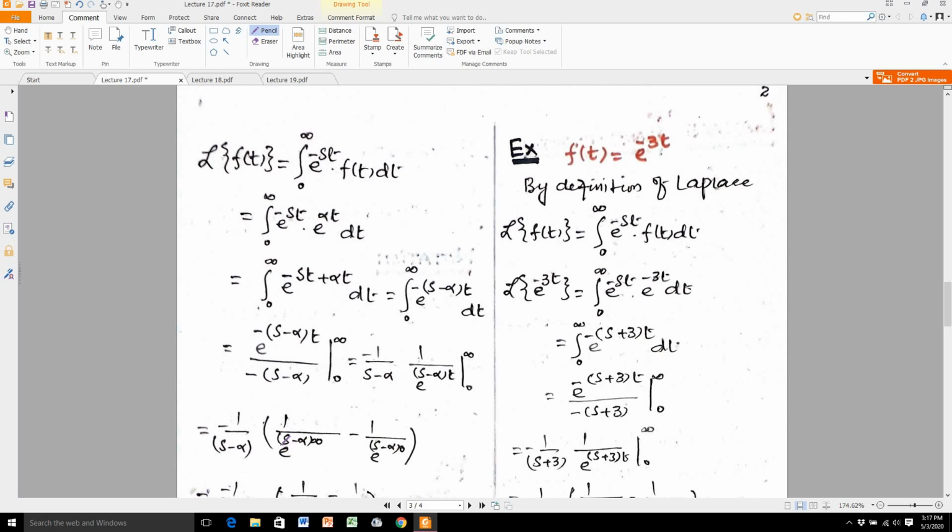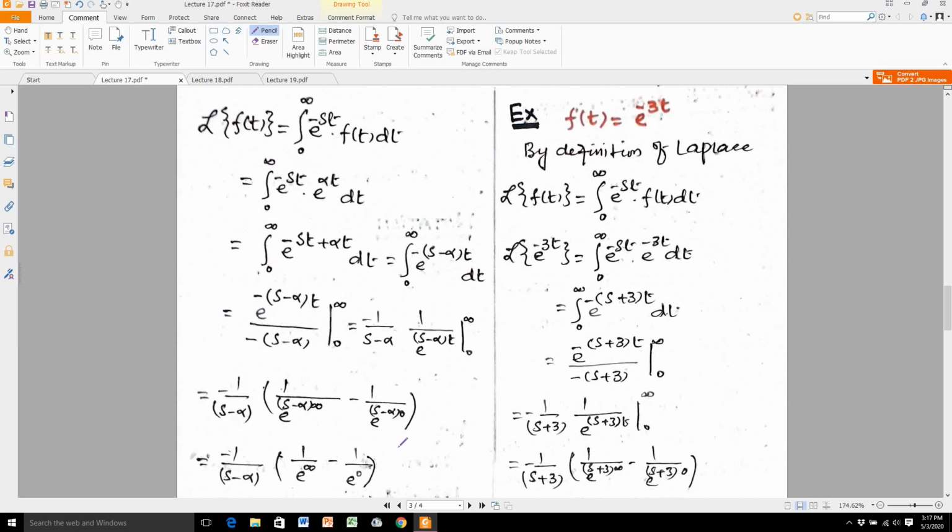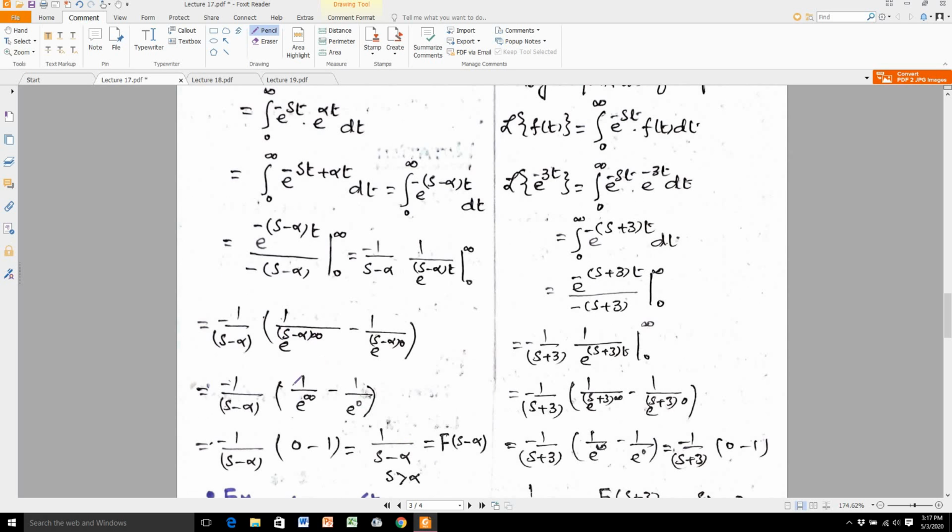It is equal to 1 over e raised to power (s minus alpha) into infinity, minus 1 over e raised to power (s minus alpha) into 0. You know that e raised to power infinity is equal to infinity, so 1 over infinity is equal to 0. So I am writing here 0. Then e raised to power 0 is equal to 1, and 1 over 1 is equal to 1. So when I multiply this, it is equal to 1 over s minus alpha. And I am also writing it as F of s minus alpha.